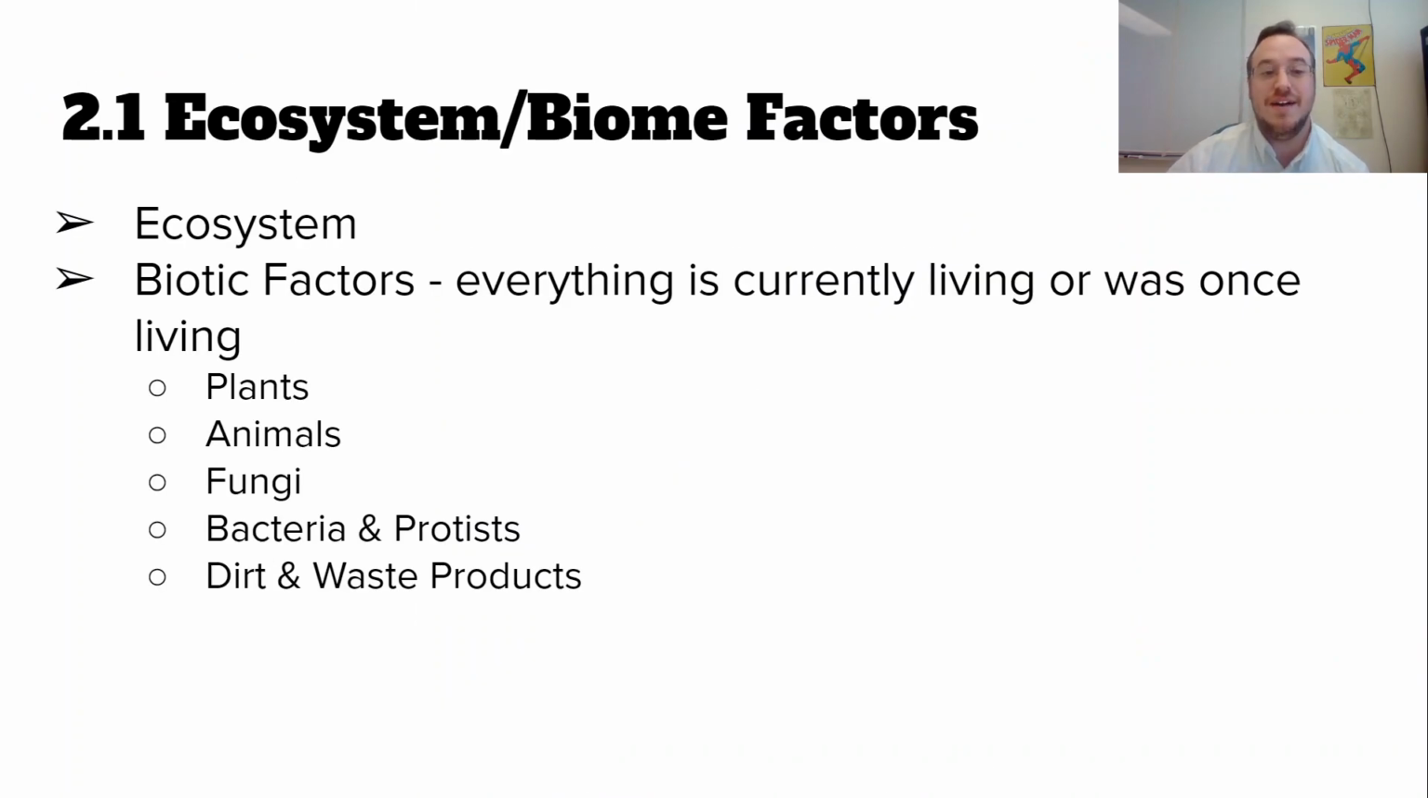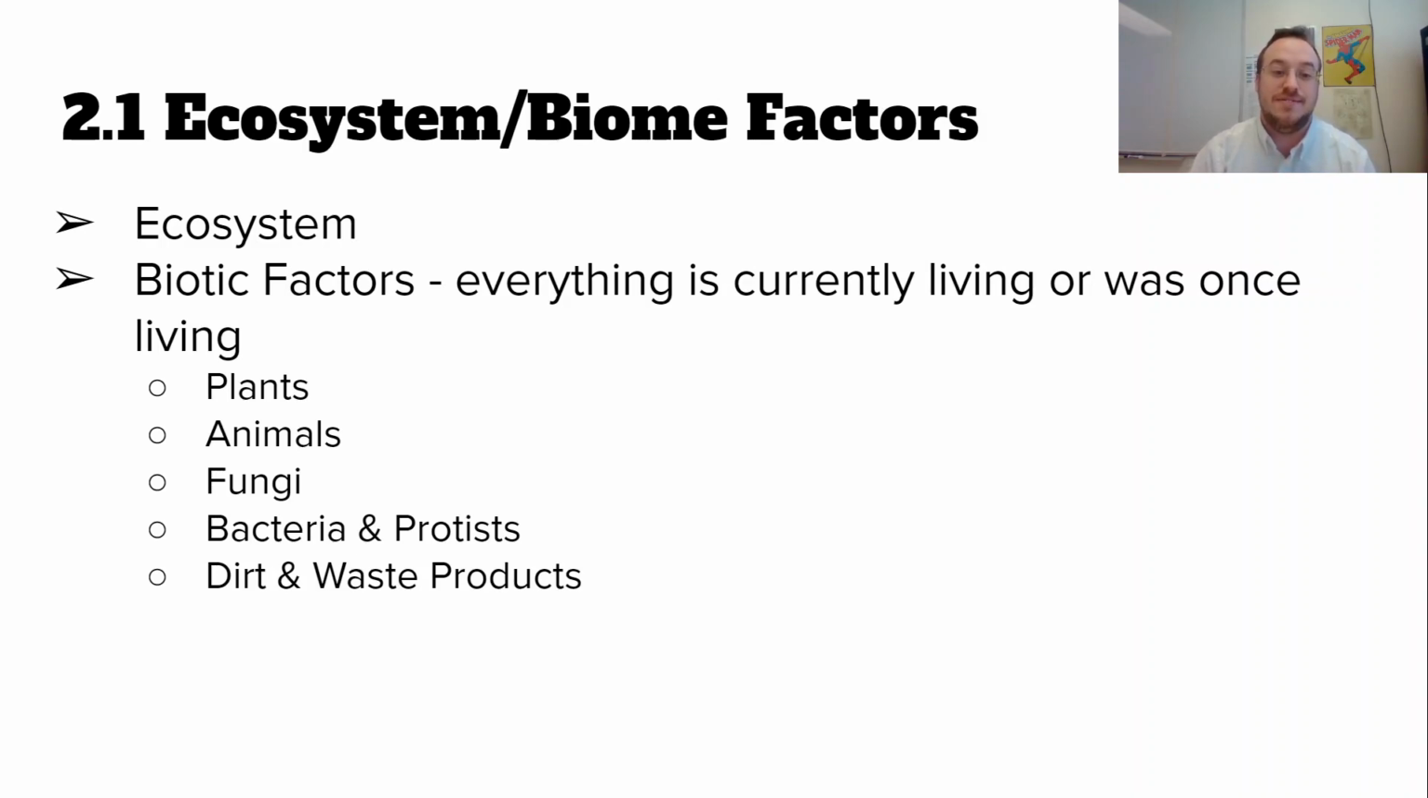The other thing we're going to look at for classifying an ecosystem or a biome are biotic factors. So biotic factors, I already said bio means life, right? So this is everything currently living or that was once living. That's an important distinction. Currently living or once living. All right, so we've got plants, animals, fungi, bacteria, protists, all the good stuff. But we're also going to consider dirt and waste products here.